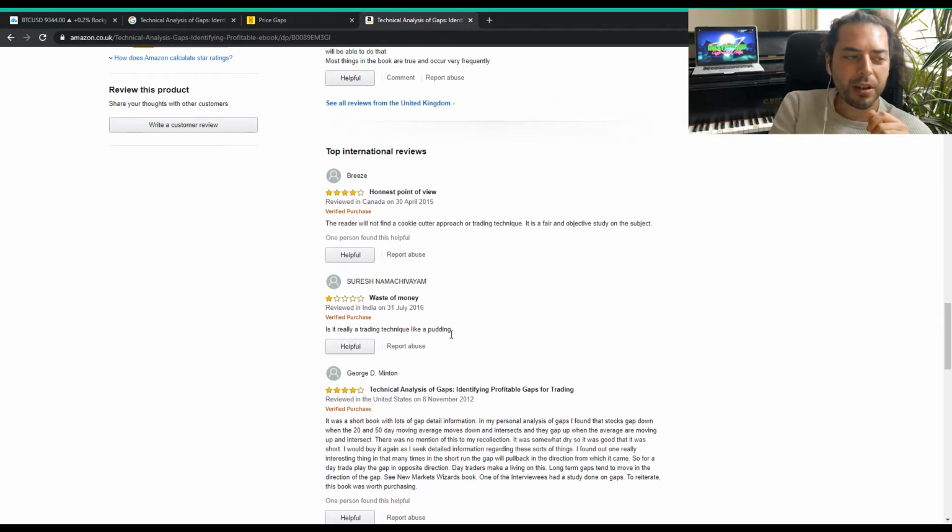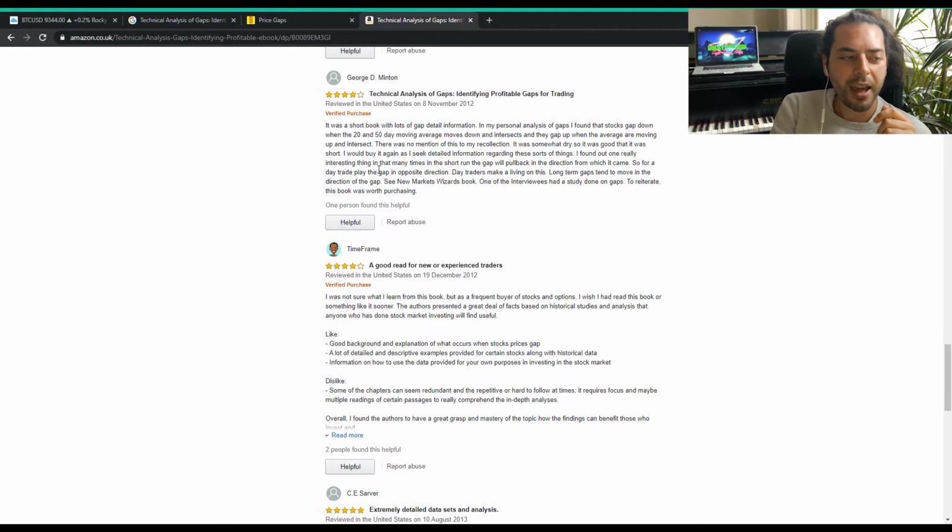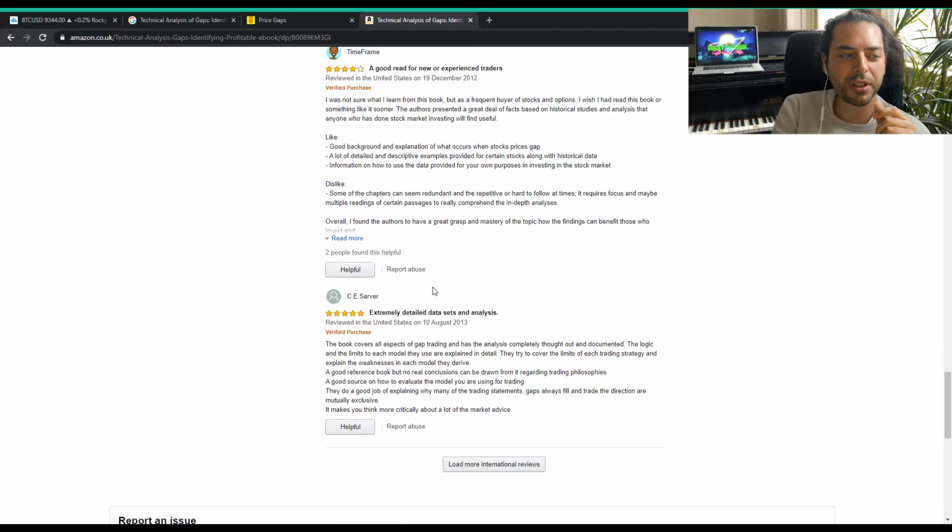I'm going to use this book here. Look, it's got 3 stars out of 5. Why has it got 3 out of 5? Let's go down and read a few reviews. It's really a trading technique like a pudding. The reader will find a cookie cutter approach of trading. A treat will not find a cookie cutter approach trading technique. Different reviews here: it was a short book with lots of gap detail information, personal analysis of gaps. I found that gaps down. Blah, who cares? This person says good background explanation, a lot of detailed descriptive information.